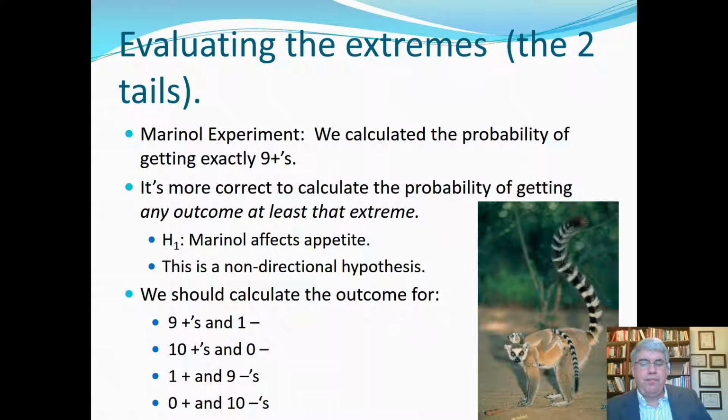Well, actually, let's tweak this a little bit more. So in this experiment, we just calculated the probability of getting exactly 9 pluses. It's more correct to calculate the probability of getting any outcome at least that extreme, because we could have gotten 10 pluses and we would have been like, yeah, that's even stronger evidence. So our hypothesis is Marinol affects appetite. That's a non-directional hypothesis. Maybe Marinol makes you more hungry. Maybe it makes you less hungry. Both would be evidence of that hypothesis being true.